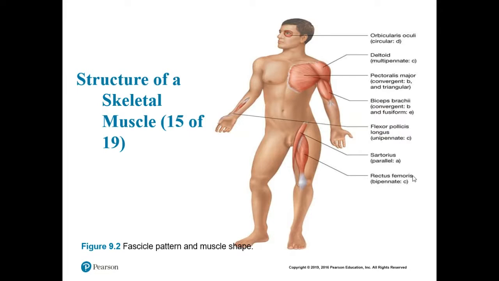Just real quick, three events. First is what happens at the neuromuscular junction. Second, excitation-contraction coupling. Third, cross-bridge.